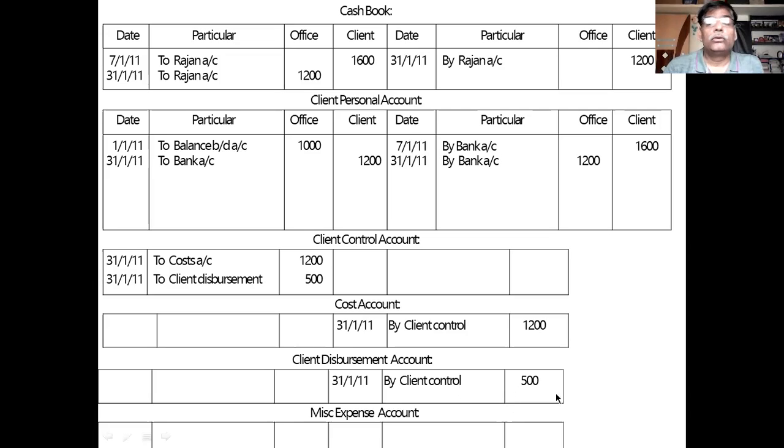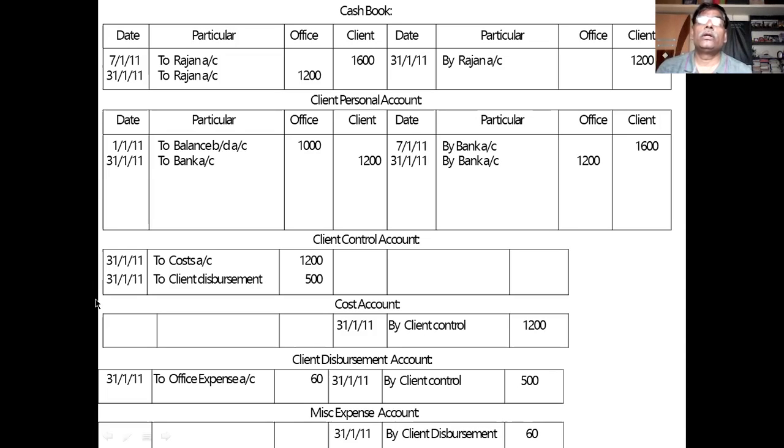After this, out of this 500, 60 is not related. 60 rupees not related, you take on the debit side, to office expense 60, by client disbursement 60. Okay, this is completed. This process is completed.